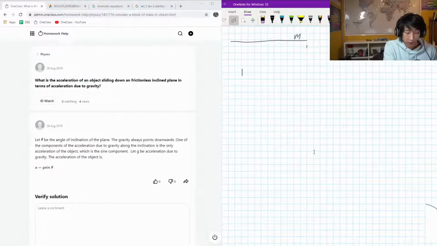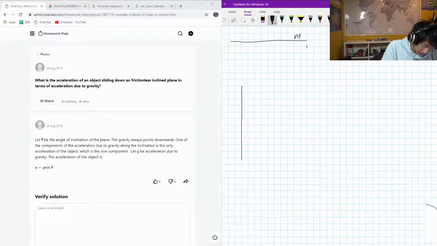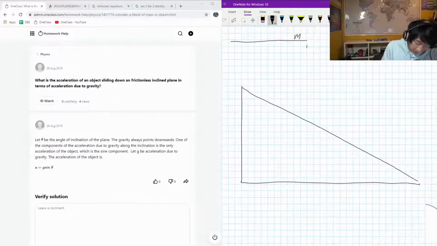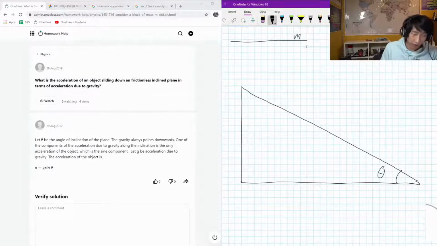Okay, so for the next question that we have today, it is asking us, what is the acceleration of an object sliding down a frictionless inclined plane in terms of acceleration due to gravity? Let's draw a situation of what this looks like. Here we have a ramp, or an inclined plane, with an angle of theta. We don't know what it is. We're trying to find the acceleration in terms of theta.